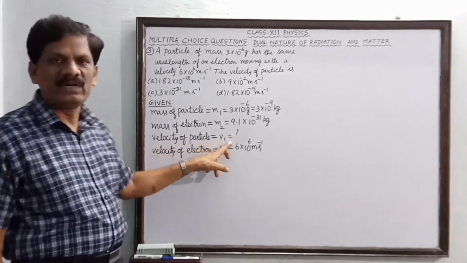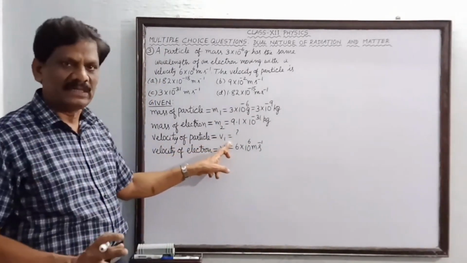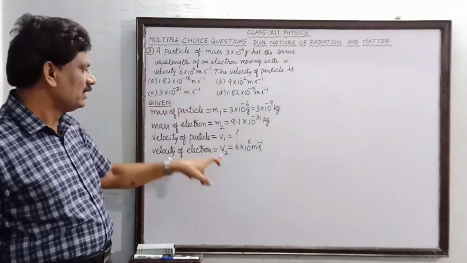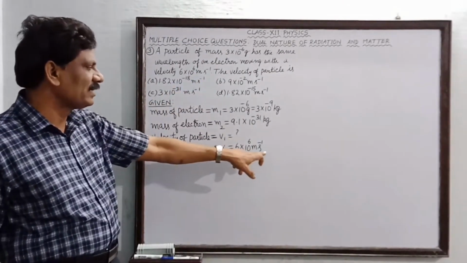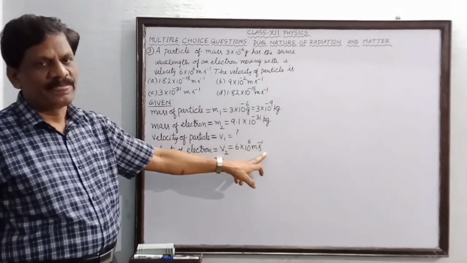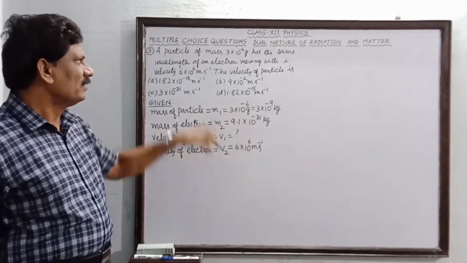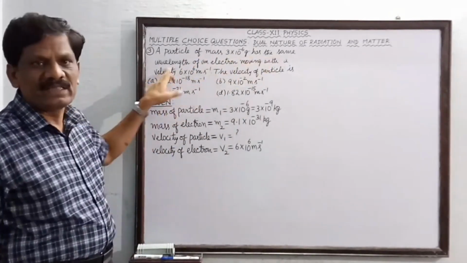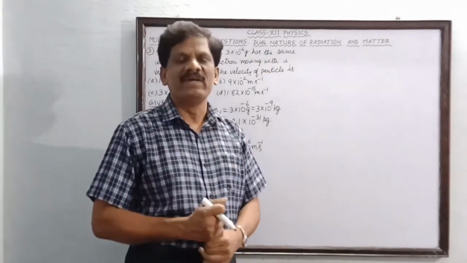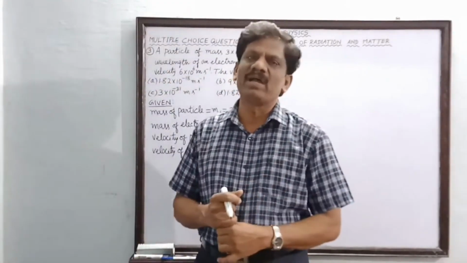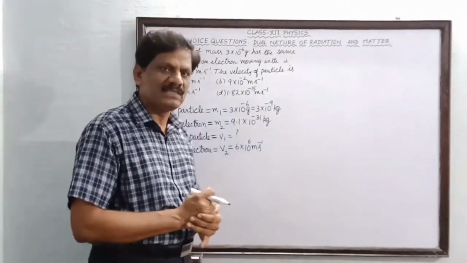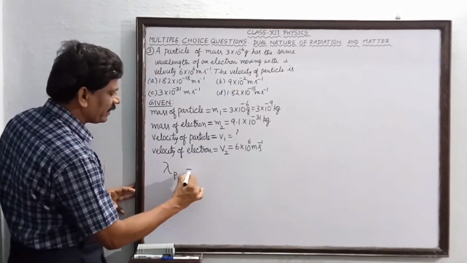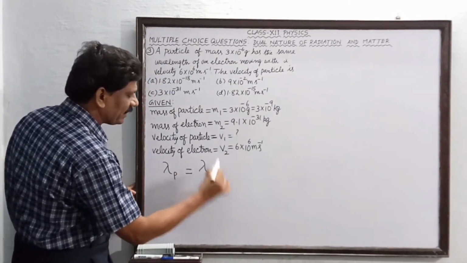Then the velocity of the particle is what is asked now. So you call it as v1. v1 is equal to question mark. Then velocity of the electron is given in SI unit. That is v2 equal to 6 into 10 power 6 meter per second. So after listing this, what are the hints given here? The particle has the same wavelength as the electron. It means the de Broglie wavelength of the particle is equal to the de Broglie wavelength of the electron. Okay students? So now you see here, lambda for the particle is equal to lambda for the electron.